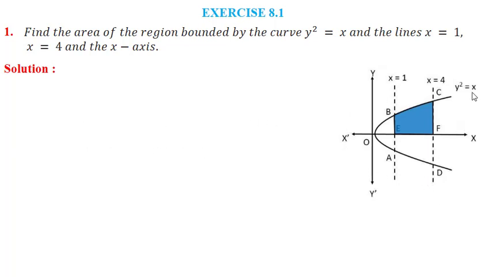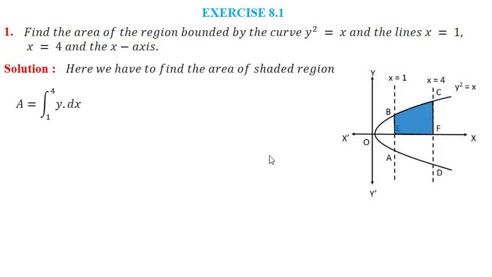This is y squared equals x. Whether y is negative or positive, we get the same value for x. So if y is minus 3 or plus 3, our x is going to be 9. So there is one point below the x-axis and one point above the x-axis. We have to find the area of the region bounded by the curve y squared equals x, the lines x equals 1 and x equals 4, and the x-axis. The area we have shaded is the required area that we have to calculate.